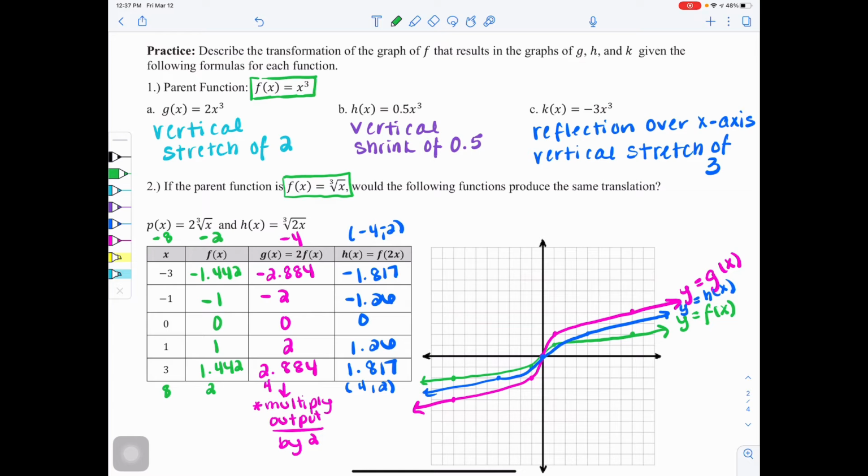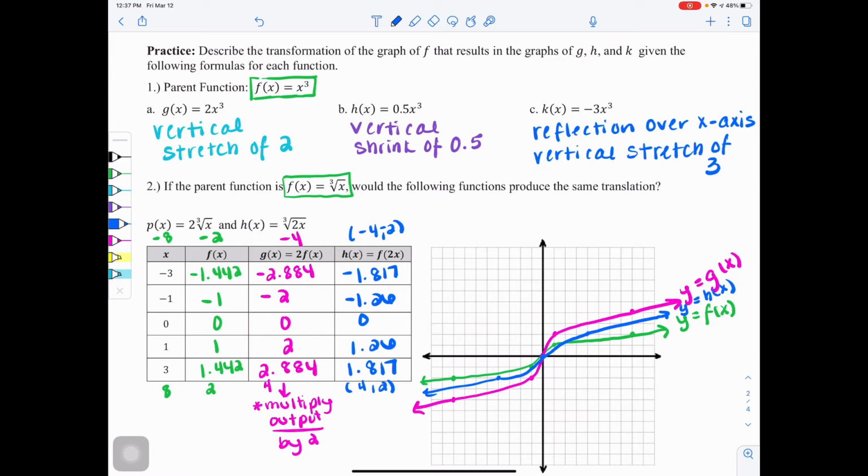In number 2, your parent function is the cube root of x. So you had to create tables of values for each, which you should have used your graphing calculator to help you do. So green was my parent function, and you'll see that I added -8, -2, and 8, 2, so that it created a graph that was easier to create, so I didn't have to plot those kind of difficult decimals. Underneath g of x, you can see since we multiplied on the outside by a 2, all of my output values of f of x were multiplied by 2 to get my output values for g of x.